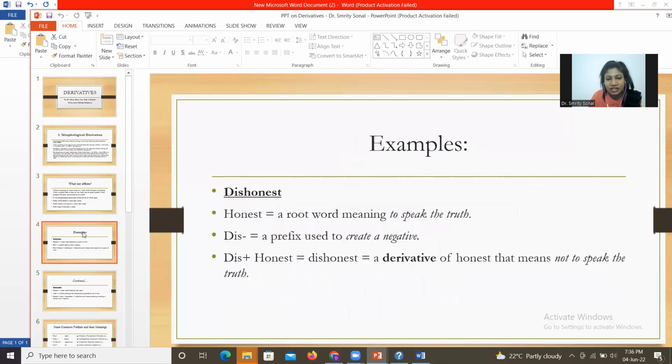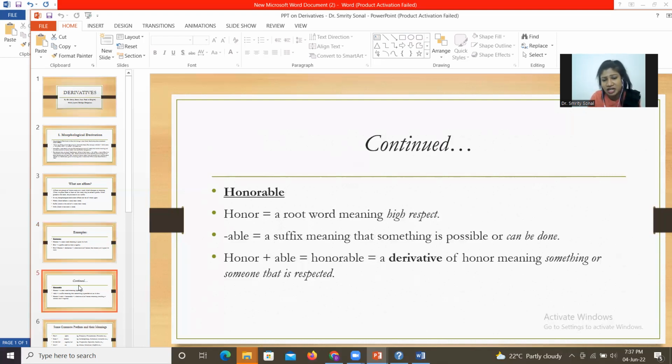Now, some of the examples are like honest. Honest is the root word. When you add dis, that is a common prefix to make the whole word negative, it makes dishonest. That is a derivative of honest by adding a prefix. Because we are adding an affix, that is a prefix, suffix, or infix, it becomes a morphological derivation. Similarly, we have some other words here: honor, honorable.